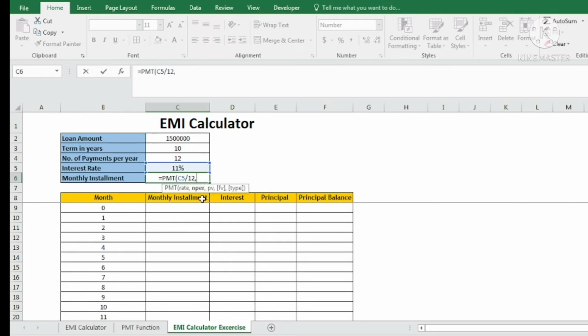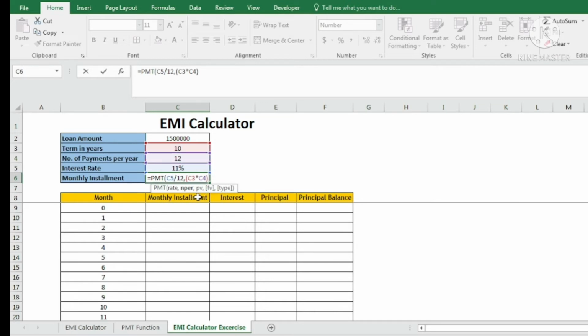NPER, number of payments throughout the tenure of the loan. So tenure of the loan is 10, number of payments in a year is 12. So we can write here 120 directly, but I do not want to write 120 because these two parameters will keep on changing. So I will use these cells. So open bracket, 10 years into number of payments in a year 12, and then complete the bracket.